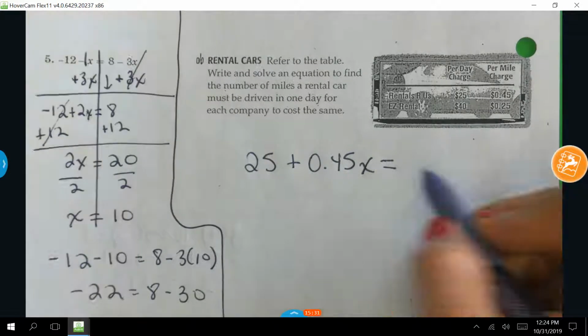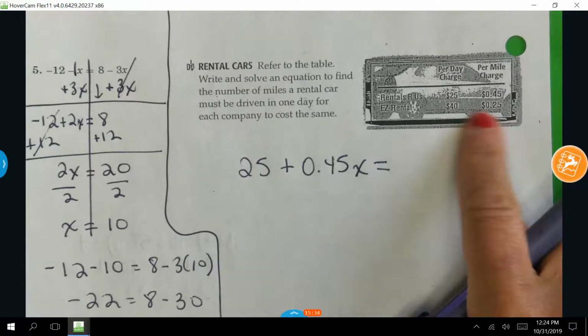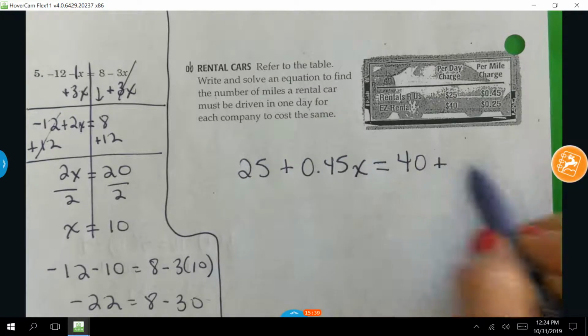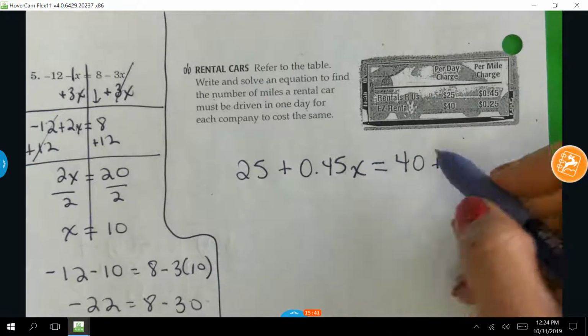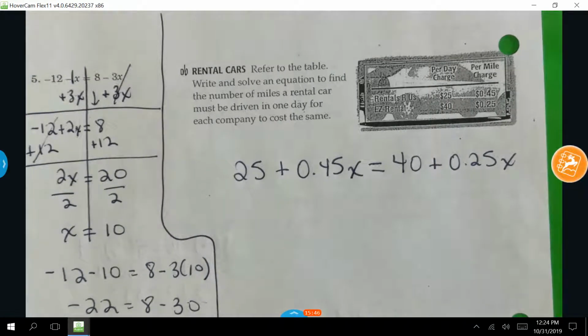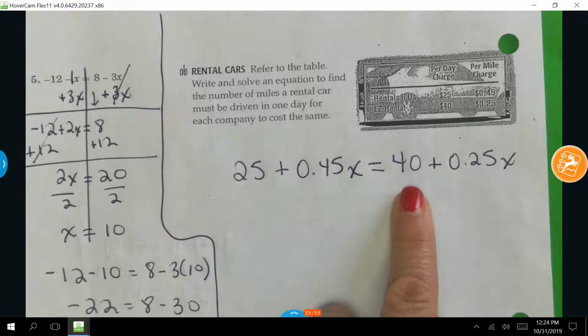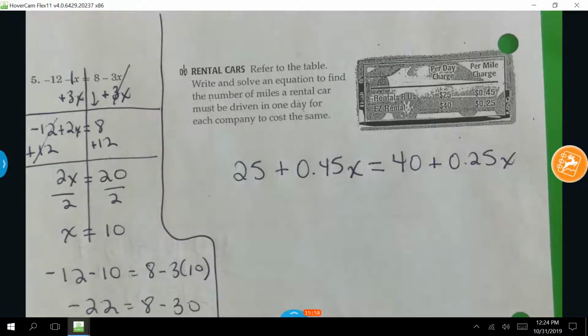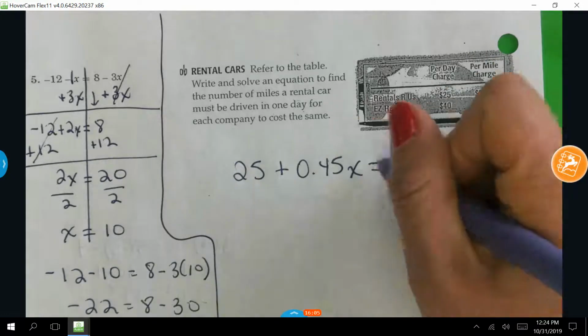So that's going to equal, can anyone tell me what it should equal then on the other side? 40 plus, yes, 25 cents x. Because it's 25 cents per mile. So it's cheaper per day for this rate, but they charge more per mile. This one charges $15 more per day, but they charge less per mile. So that's why we have to figure out how many miles you would be driving to make this make sense and be equal. So now it's just a regular equation.